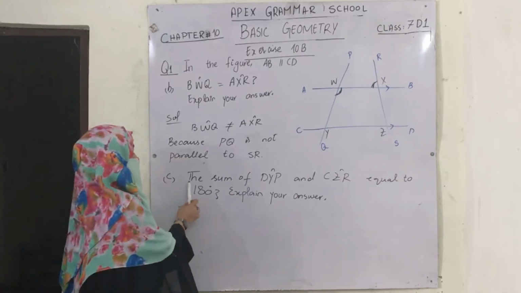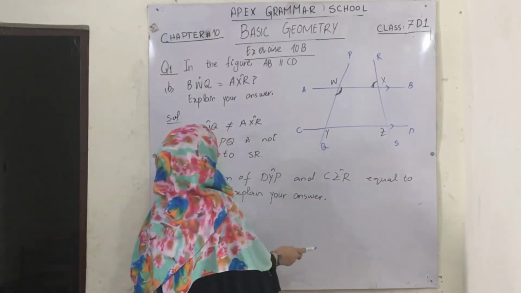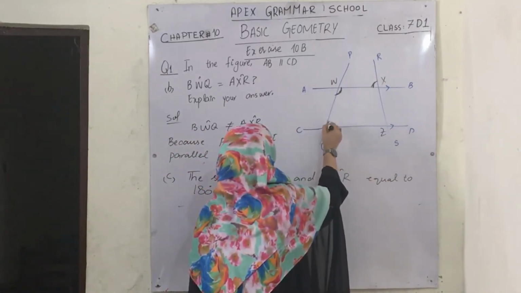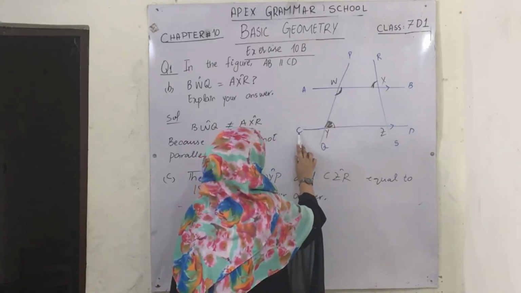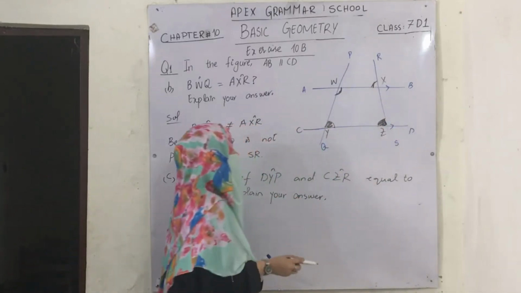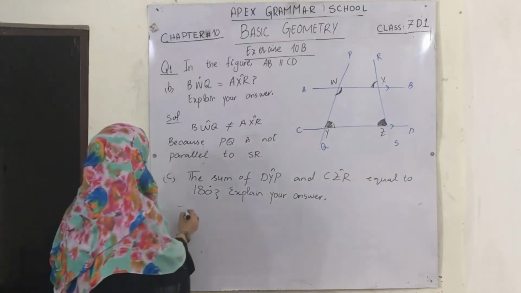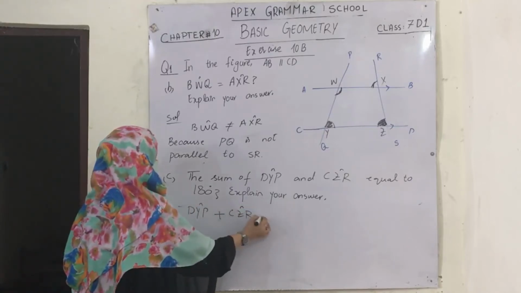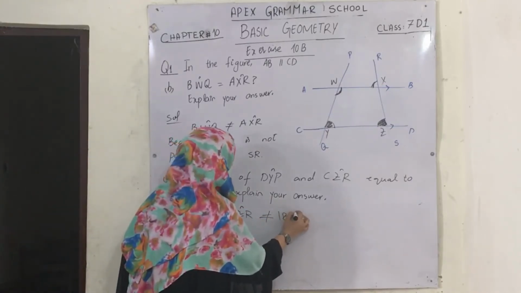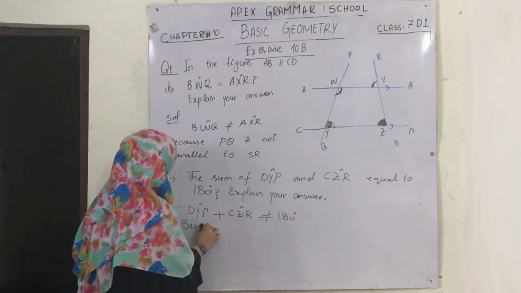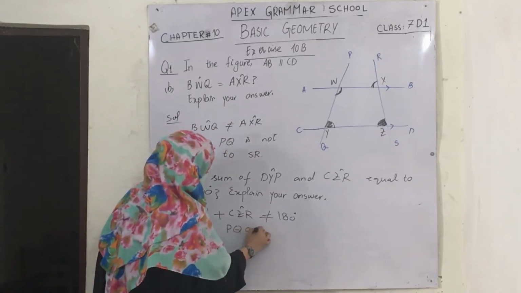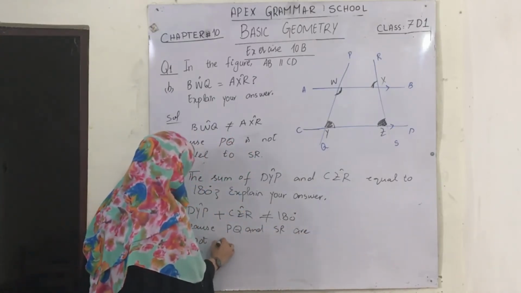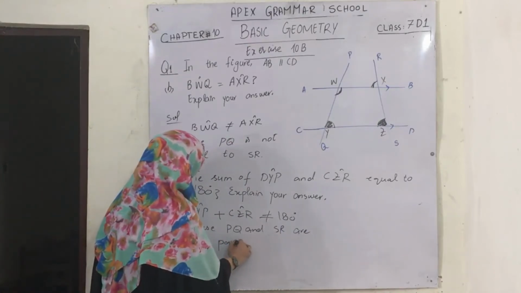In the C part, you are asked about the sum of DYP and CZR. This is DYP, and CZR. Are these two angles supplementary, that is, do they add up to make 180 degrees? So the answer is no. DYP plus CZR does not equal 180 because again the reason is the same. PQ and SR are not parallel. Hence we cannot say that these two angles are supplementary.